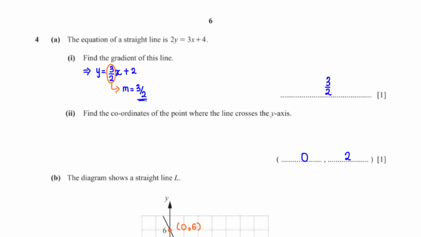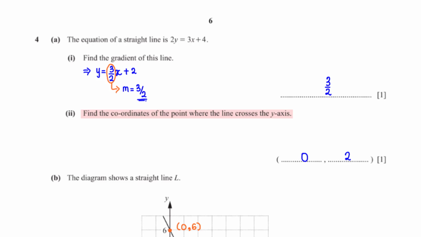The equation of a straight line is 2y equals 3x plus 4. Find the gradient of this line. First, we rewrite the equation in the form y equals mx plus c. To get this, all we need to do is divide through the equation by 2. This gives us y equals 3 over 2x plus 2. The coefficient of the x term is the gradient of the line, and this is 3 over 2.